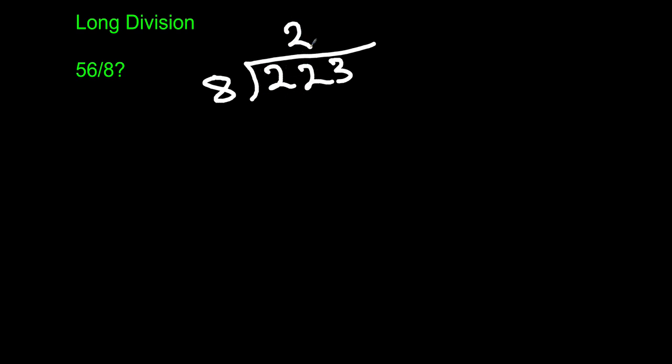Okay, what about, let's do a different type of problem. Let's say 223 divided by 8. Okay, so first you see how many times does 8 go into 22? The answer is twice. Then you do 2 times 8 gives you 16. You subtract. You bring down what's left. 22 minus 16 is 6. Then you bring down this 3, and you say how many times does 8 go into 63?